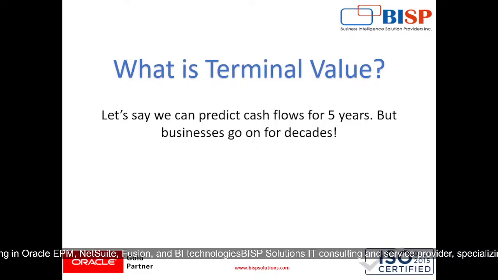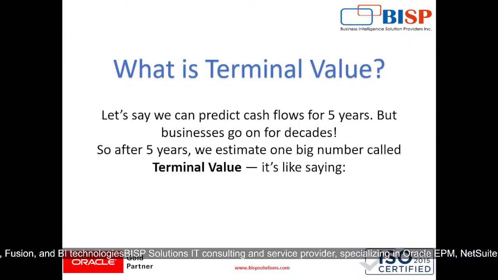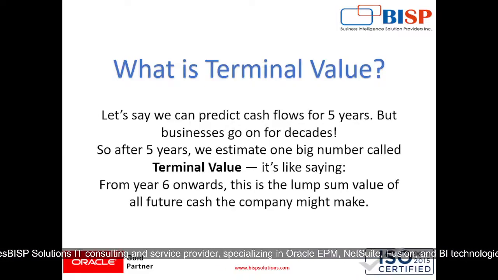Then comes what is terminal value. Let's say we can predict cash flows for 5 years, but businesses go on for decades, right? So after 5 years, we estimate one big number called terminal value. It's like saying from the 6th year onwards, this is the lump sum value of all future cash the company might make.